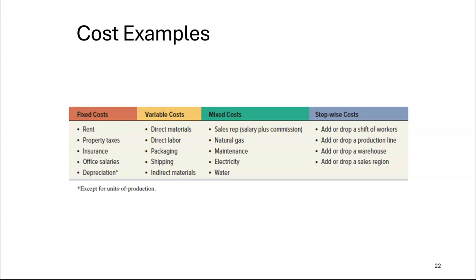Mixed costs would be sales reps' salary and commission, natural gas, maintenance, electricity, and water. They have a fixed portion. For instance, for water, you may get a base amount, and then it's based on usage. Variable, of course, is going to be all the costs we normally look at, and then fixed costs would be rent, property taxes, insurance, things like that.